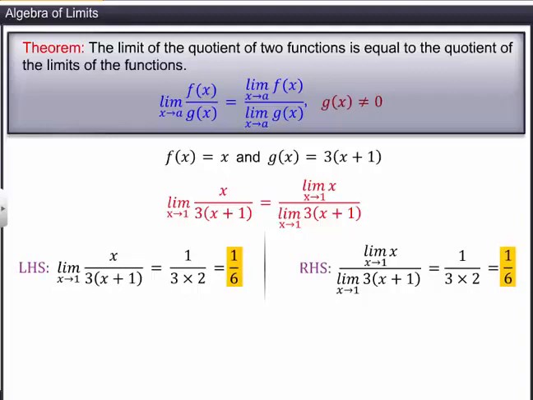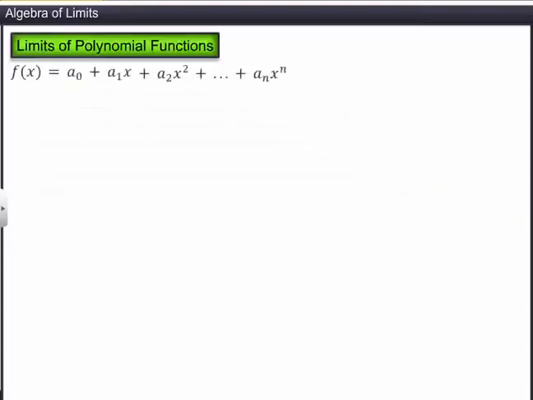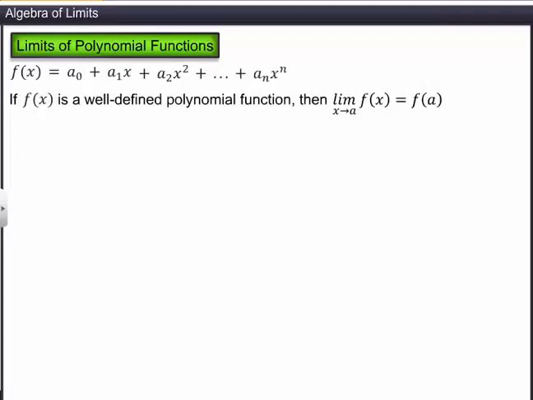Now, we will see the limits of polynomial functions. Based on the theorems that we have discussed, we will see how we can find the limits of the polynomial functions. A polynomial function is defined as shown. If f of x is a well-defined function, then limit x tends to a, f of x is equal to f of a. Let's substitute the polynomial in place of f of x.